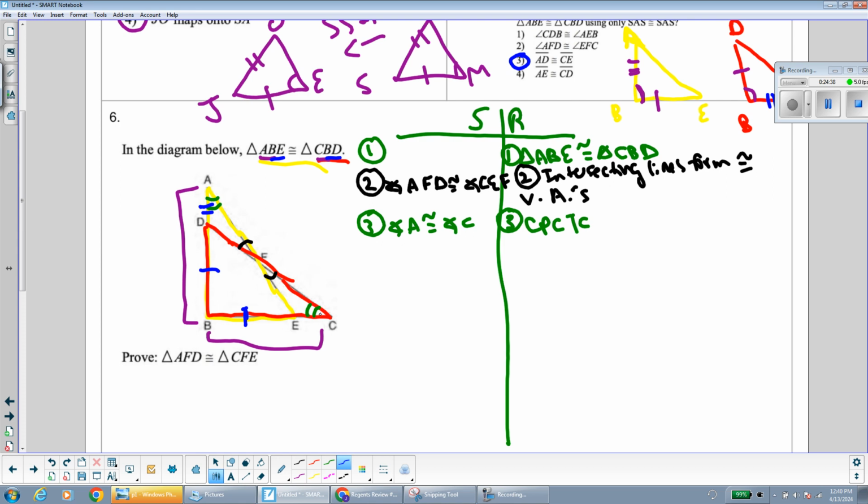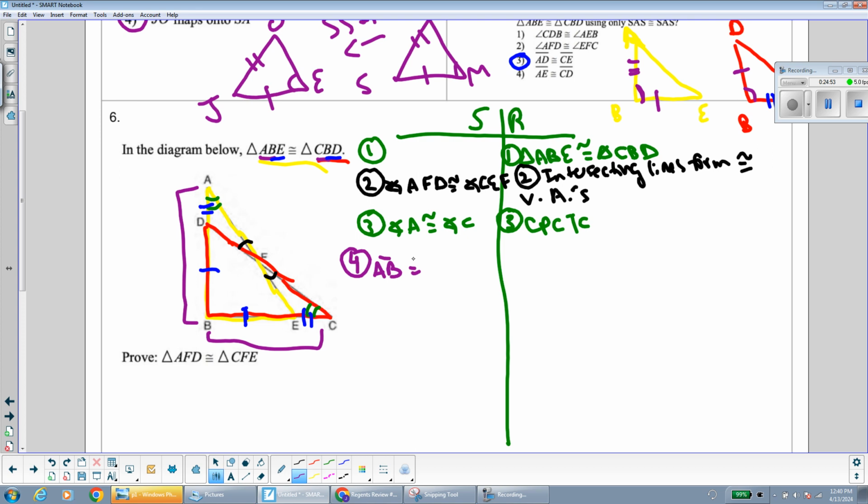Same thing here. I have this. If I subtract away this, I could get this. And then I'll have AAS, and that works. That will prove my two small triangles congruent. So let me write this all down so far.